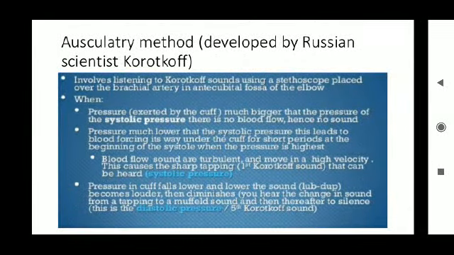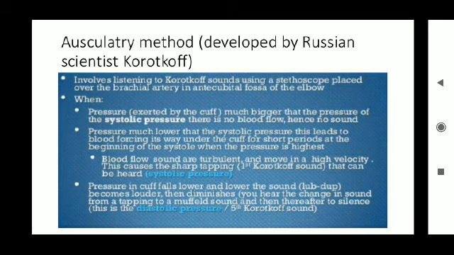Then the oscillatory method, which was developed by the Russian scientist Korotkoff. It involves listening to Korotkoff sounds using a stethoscope placed over the brachial artery in the antecubital fossa of the elbow. When the pressure exerted by the cuff is much bigger than the systolic pressure, there is no blood flow, hence no sound will be there.